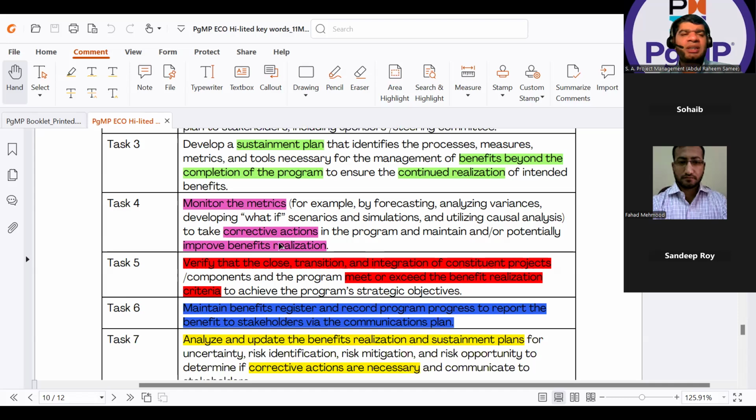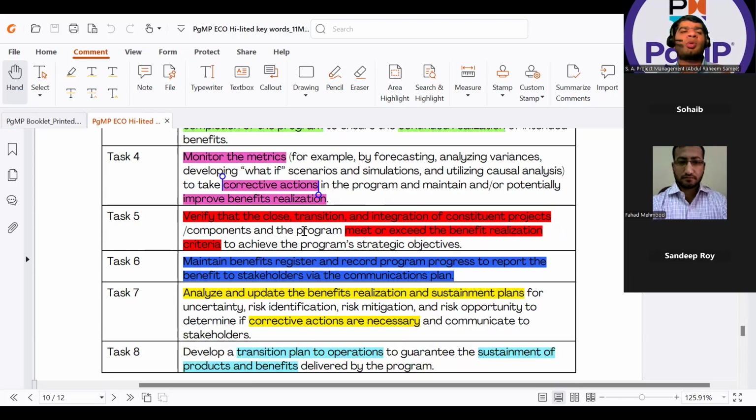Task 4: monitor the metrics. What is the metric? For example, by forecasting, analyzing variances, developing what-if scenarios and simulations, and utilizing causal analysis to take corrective actions in the program and maintain or potentially improve the benefits realization. Whenever the keyword of monitoring the metrics or KPIs comes, the main point is to take corrective action whenever you identify the gap between what was required to be done and what you're actually achieving. At that moment, you need to put into consideration your corrective action.